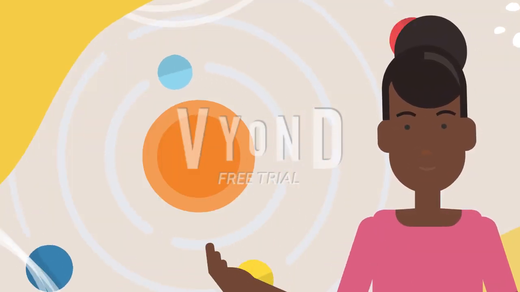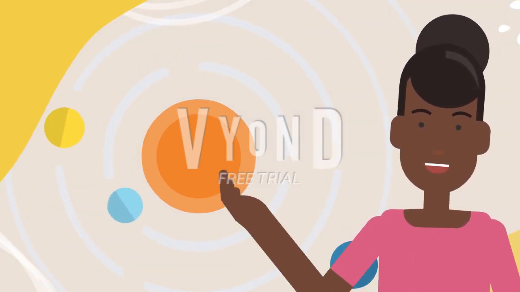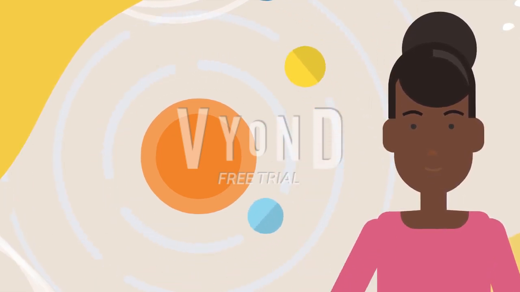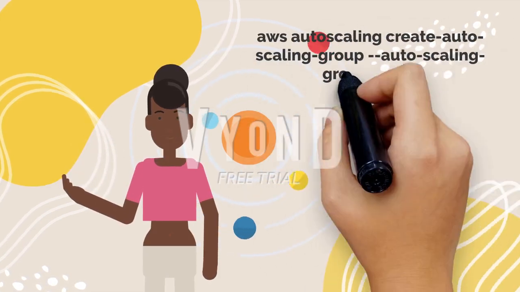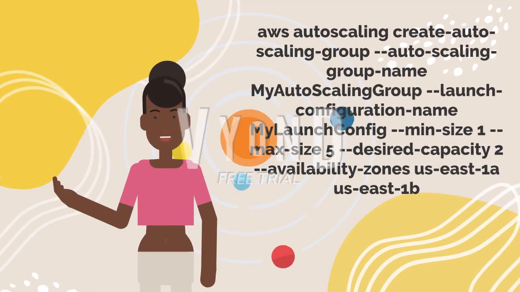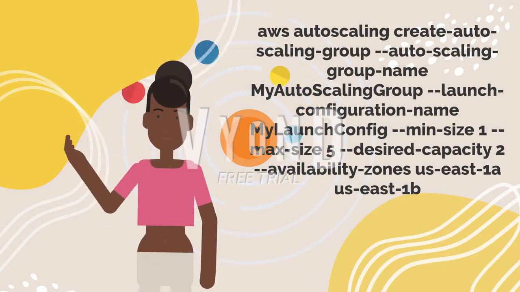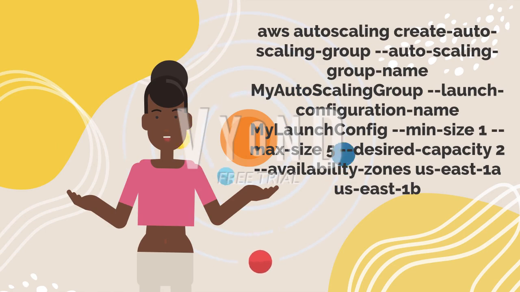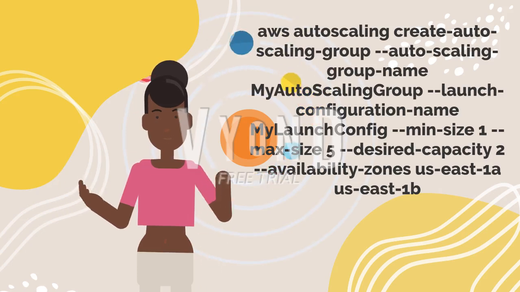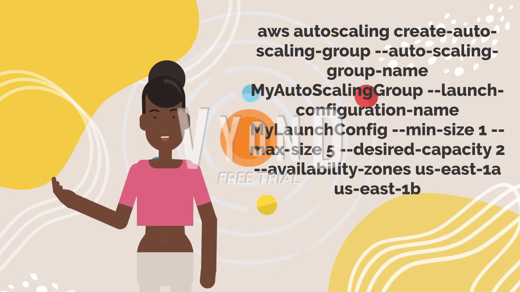For example, when creating or updating an autoscaling group using the AWS command line interface or SDKs, you would include the max size parameter followed by the desired maximum number of instances. Here's an example of the AWS autoscaling create autoscaling group command. In this example, max size 5 specifies that the maximum number of instances allowed in the autoscaling group is 5. Adjust the value according to your scalability requirements. The max size parameter helps ensure that the autoscaling group doesn't exceed a specified capacity, providing control over resource scaling in response to changing demand.